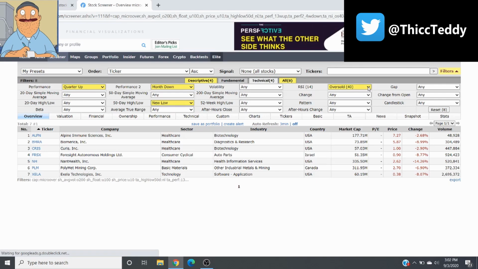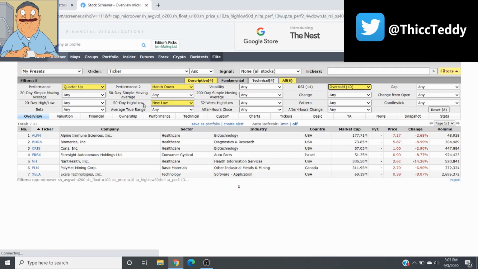And then over here at RSI, we're going to go to oversold 40. So that shows us that they're not all the way down to the oversold 30, but they're getting close and they're not anywhere near overbought. And then I have it at a new low for the 50 days. So that means within the last month and a half, it is at a new low.